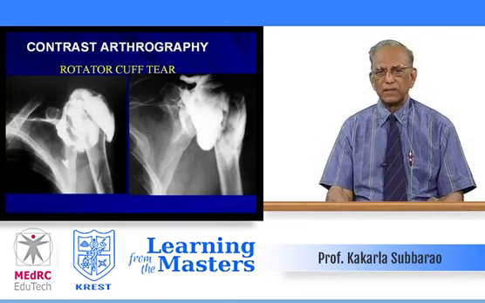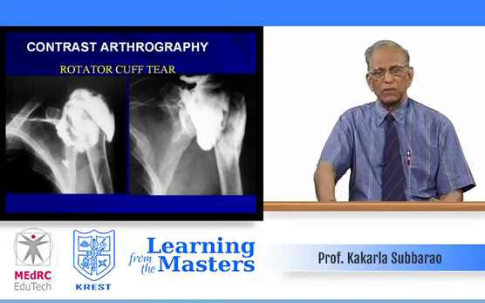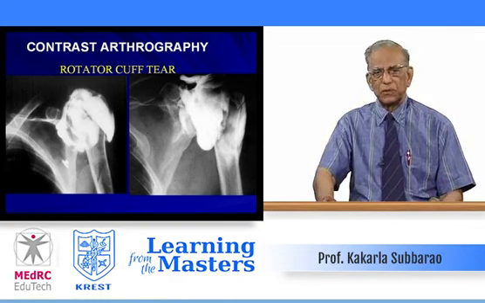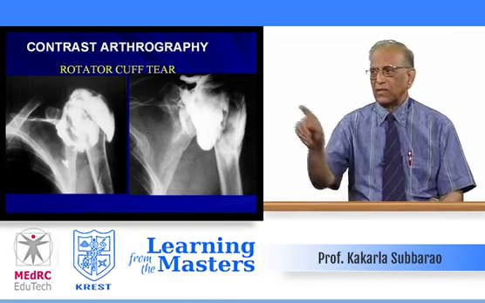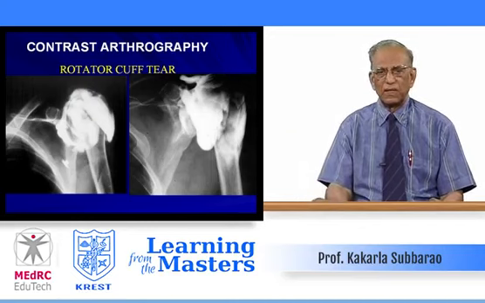Now, in old days, even today, maybe rarely, they do contrast arthrography, because in plain films you don't see the ligaments, bursa, and tendons. So in this, hydrogenated contrast, water-soluble contrast, you can use, and inject into the shoulder. And here you would identify the rotator cuff tear and the spill of the contrast into the subscapular bursa.